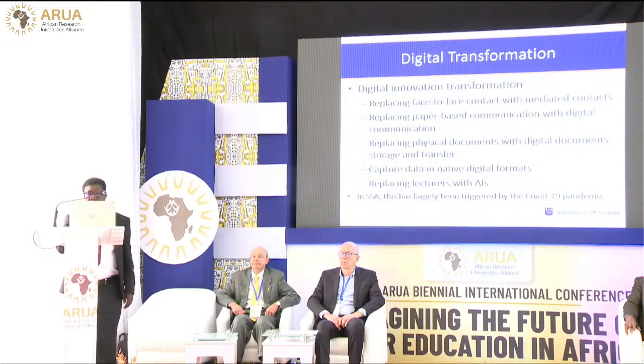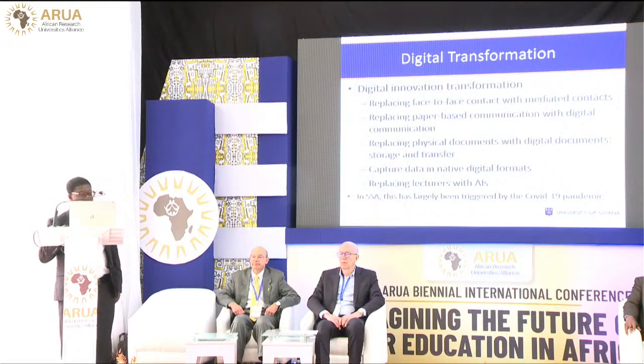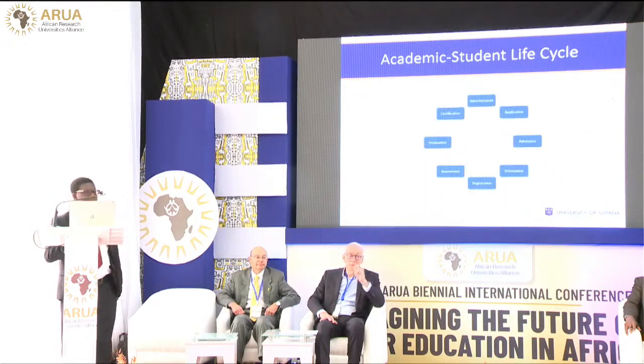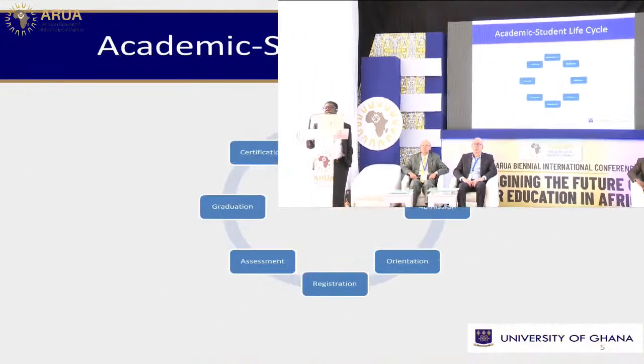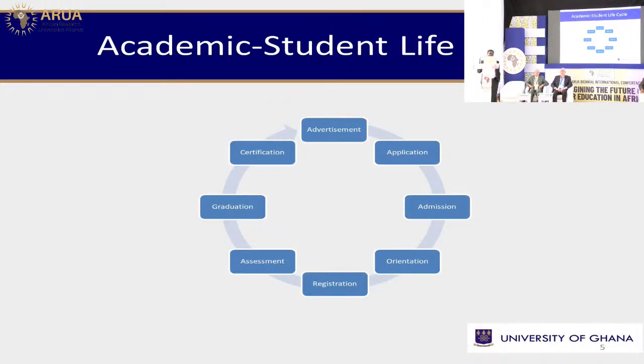All right, so this diagram is just a summary of the cycle that universities typically go through. We advertise our programs, and then potential students apply. We try to do admission, maybe take them through some orientation, and they do registration. I should have added teaching, but then we go through teaching and assessment. Then there is graduation and certification.